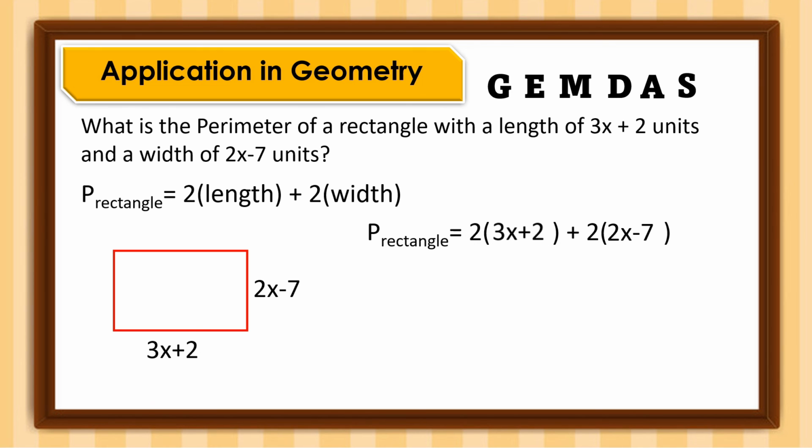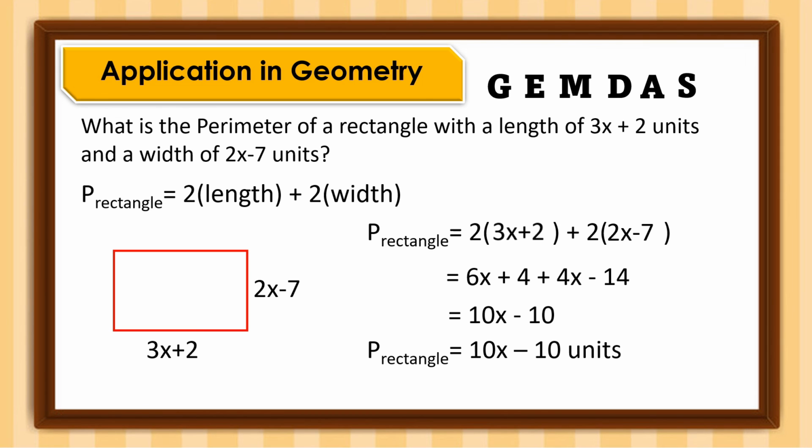And then proceed to the distributive rule. So we will have 6x plus 4 plus 4x minus 14. And then combine like terms, we have 6x combined with 4x, that is 10x. Positive 4 combined with negative 14, that is negative 10. Therefore, the perimeter of the rectangle is equal to 10x minus 10 units.